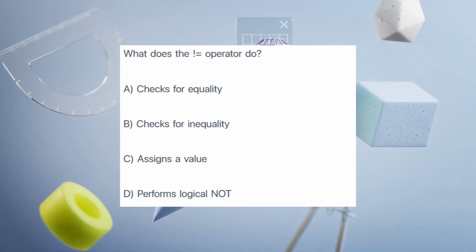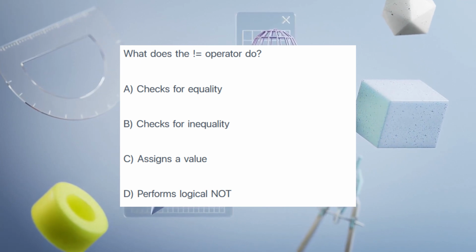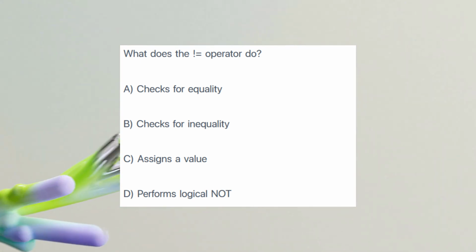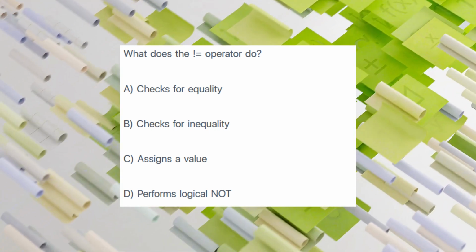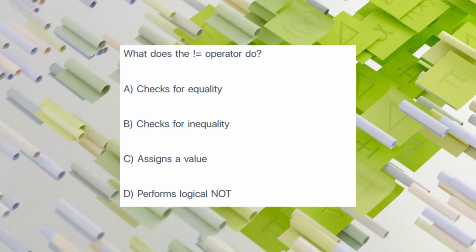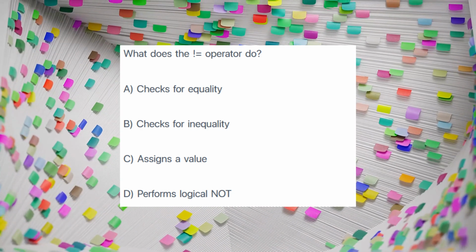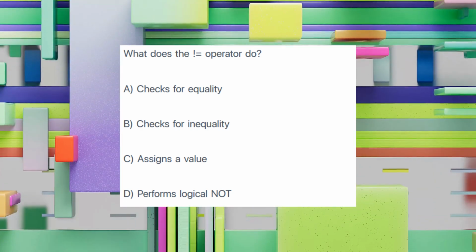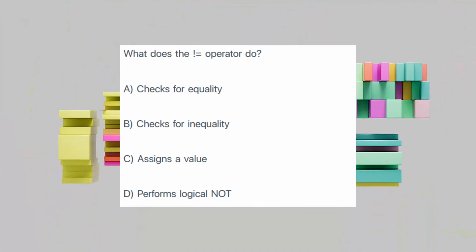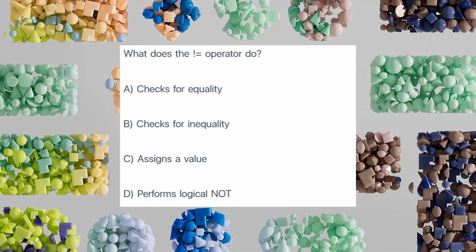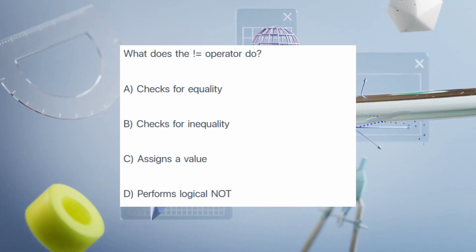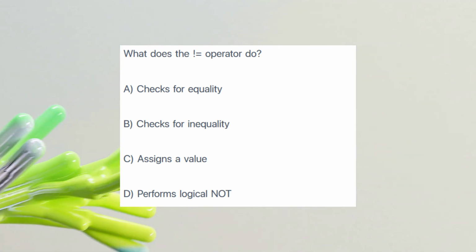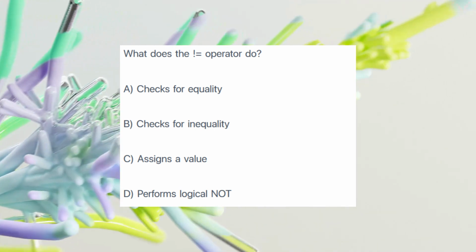What does the exclamation mark equals operator do? A, checks for equality. B, checks for inequality. C, assigns a value. D, performs logical NOT. Think about it. The correct answer is B, checks for inequality. It returns true if the operands are not equal.